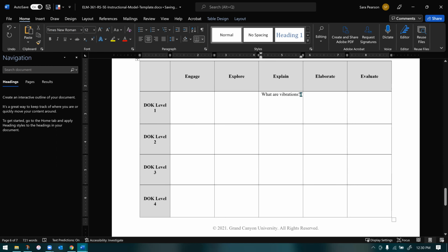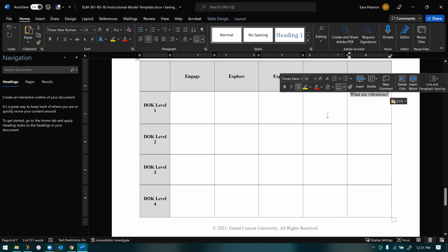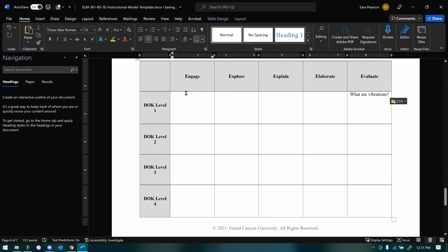Or I might decide, this is a question that I want them to have by the end when I'm evaluating. Okay. An engage question might be, where do you hear sounds? There's not a lot of problem solving here. Not a lot going on, just basic recall. Where do you hear sounds? Okay, and you'll come up with a DOK1 for each of those parts.